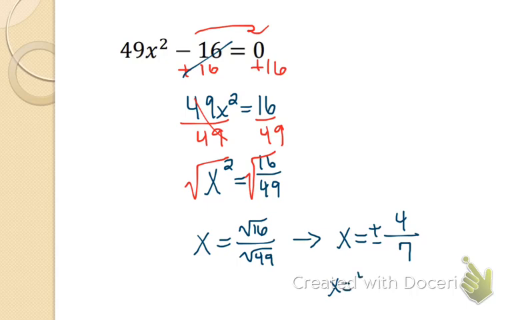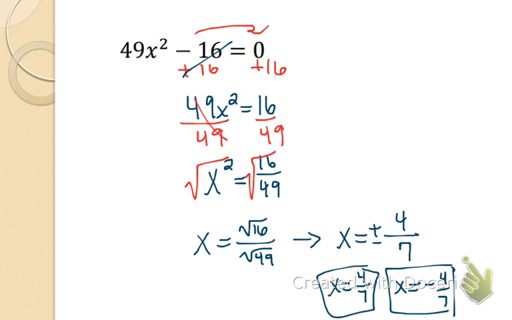X is positive 4 over 7. X is also negative 4 over 7. And these are the two solutions. So, not bad.